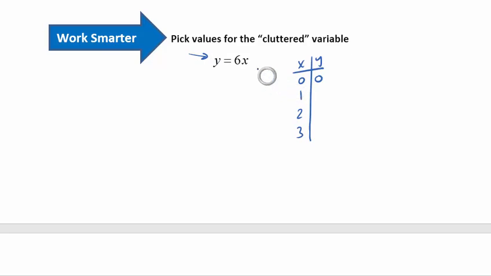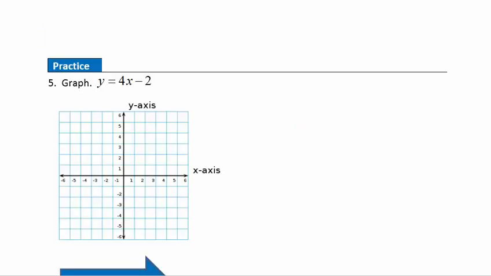If I put a 1 in here for x, I'm going to get 6 times 1, which is just 6. When I put a 2 in there for x, I'm going to get 12. When I put a 3 in there for x, I'll get 18. So notice if you pick for the cluttered variable, you can almost do these things in your head and come up with these points very quickly. Okay, go ahead and pause your video player now and practice this idea and do practice question 5. Again, pick for the cluttered variable here and it will make the graph a lot easier to identify.